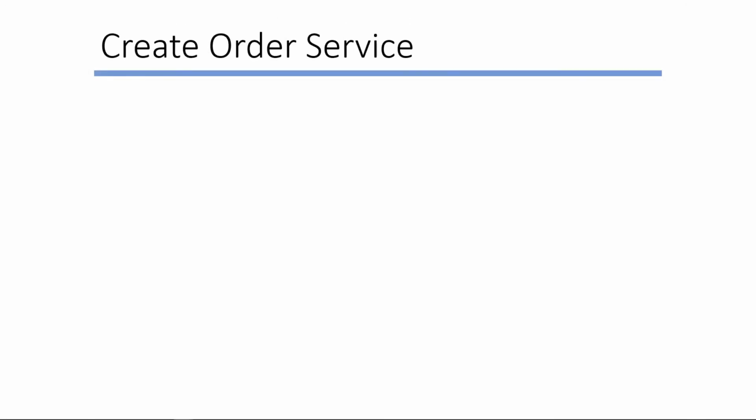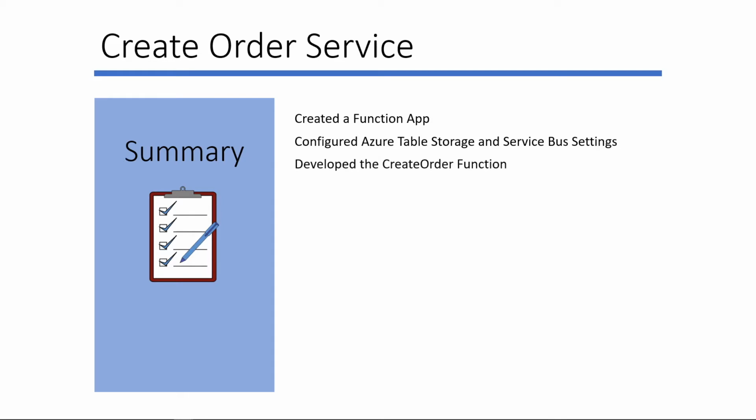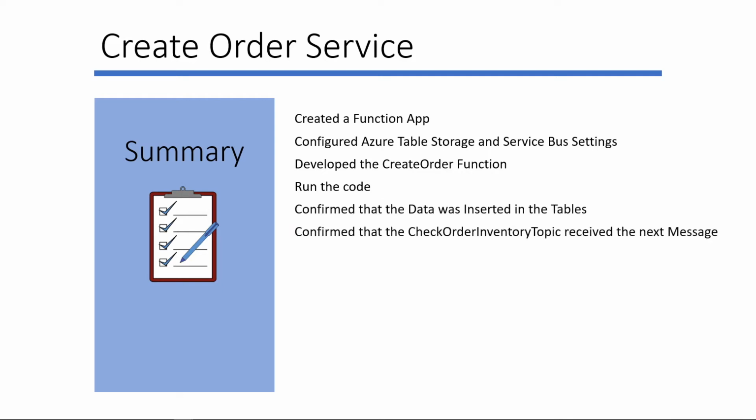Let's have a quick recap. In this section, we created a function app. We configured the Azure Table Storage and Service Bus settings for that function app. We developed the create order function. We ran the code, and we confirmed that the data was inserted in the tables and that the check order inventory topic received the next message. In the next section, we will develop the rest of the functions for our solution.